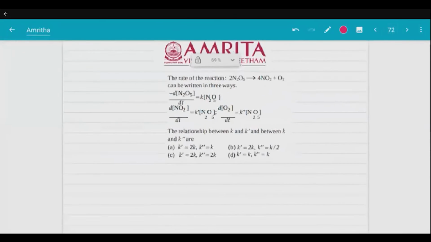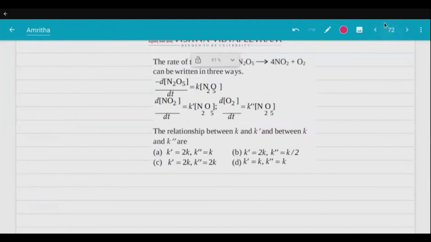Let's do a question from kinetics. Kinetics, there is an equation. Okay. Reaction is given. And rate means what here? Rate means speed of reaction. How do we measure speed of reaction? Change in concentration by time. Okay, change in concentration by time.